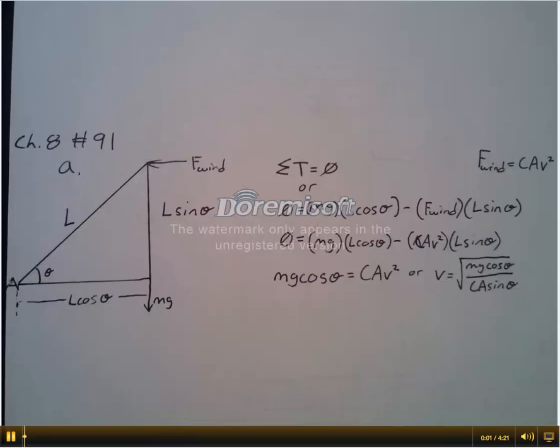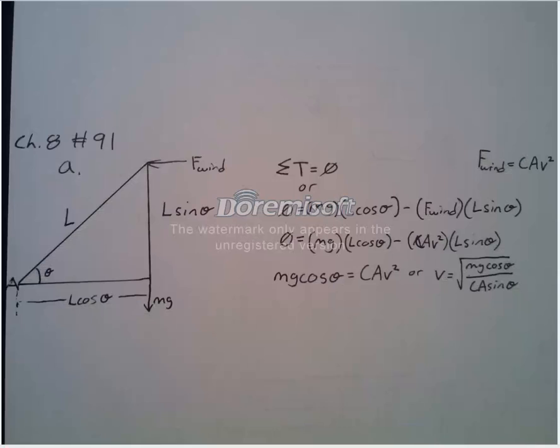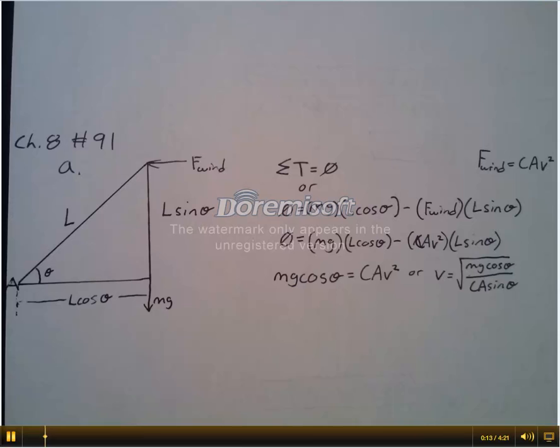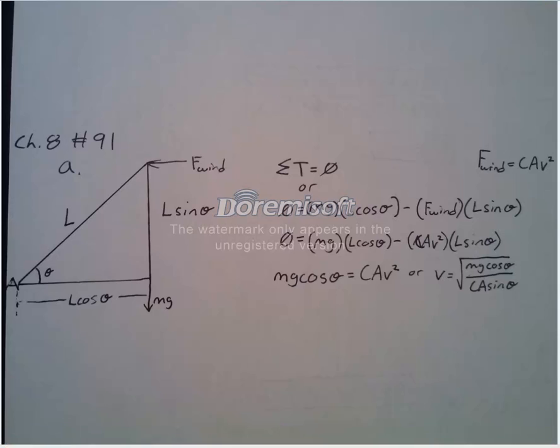Chapter 8, Number 91, Assessment Number 11. Alright, so Part A asks us what is the maximum wind speed in which the blowfly can stand. It also gives us a bunch of values which we will use later in the problem.